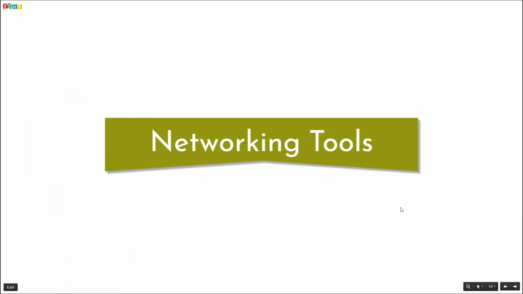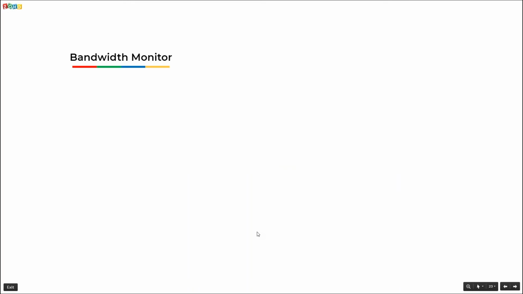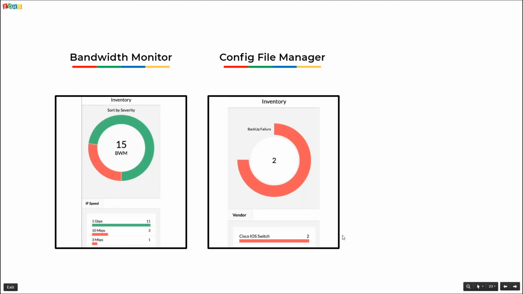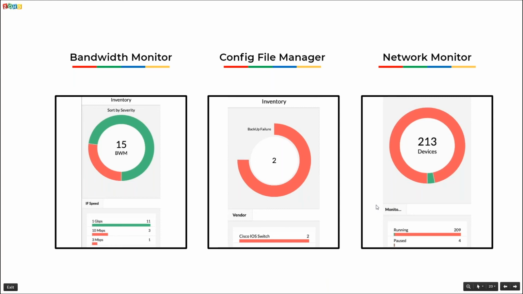The next topic which we are going to see is about networking tools. We do have 4 networking tools which are available, starting with bandwidth monitor, which is going to give you the detailed information about the bandwidth usage of your devices and interfaces. Config file manager, which helps you back up your Cisco network devices. And then your network monitor, which is going to monitor the availability of the devices which are there in your environment.